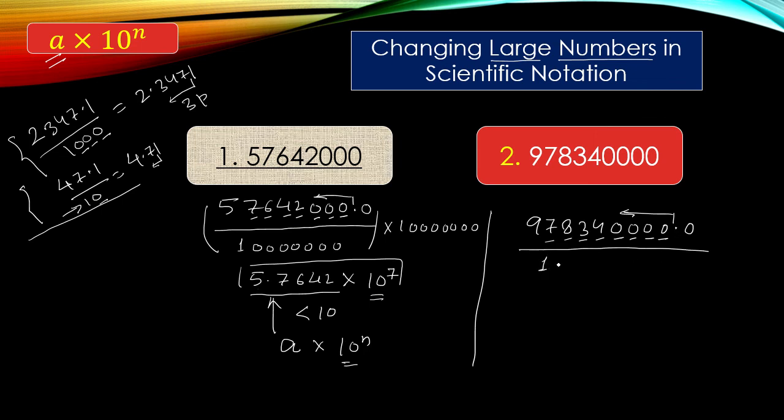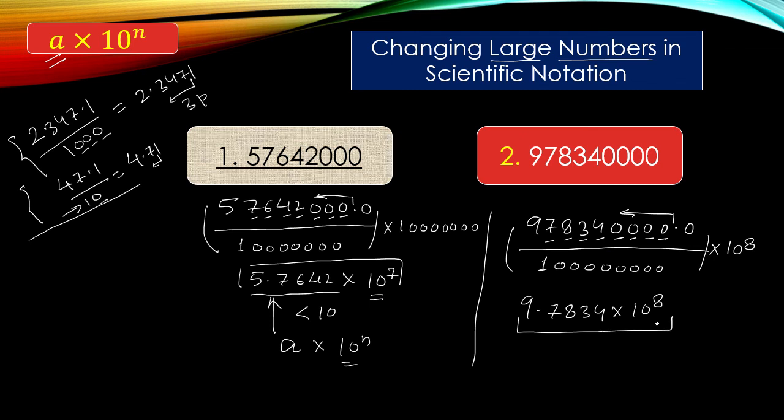So we will divide the number by 1 with 8 zeros. So we have to multiply the number by the same. That means 1 with 8 zeros, that can be written as 10 raised to 8. So the division process will provide us the result 9.7834, and the remaining part can be written as it is, that is 10 raised to 8. So this is the scientific notation of the second example, because the first number is just like a and the second number is just like 10 raised to n.